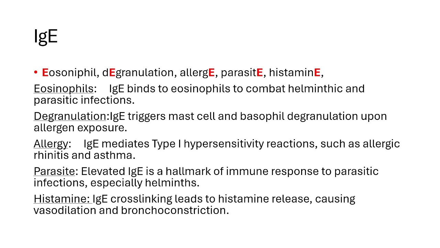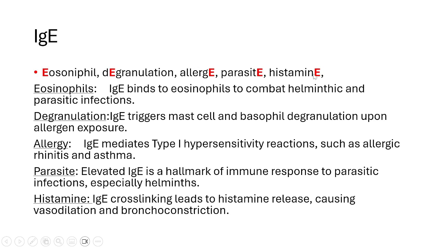Now coming to IgE, which is the last in order of serum concentration. So remember the 4 E's first used in IgE. First comes eosinophil, then degranulation, and then allergy, parasite, and histamine. So you can also remember it in this way: the E in the first letter is eosinophil, the E in degranulation is used in the second letter, and all of the rest of the E's are used in the last letter in allergy, parasite, and histamine.